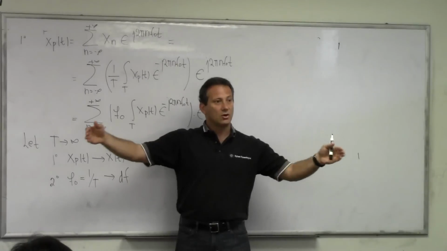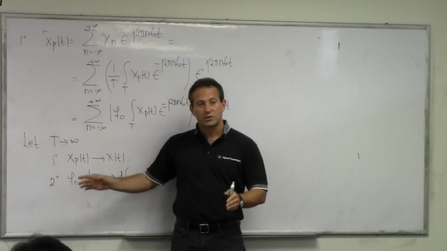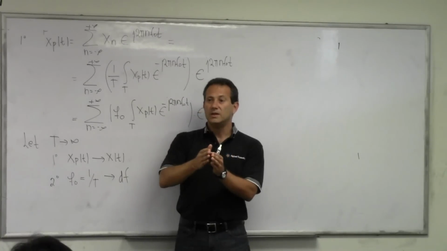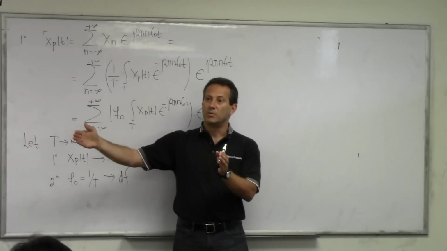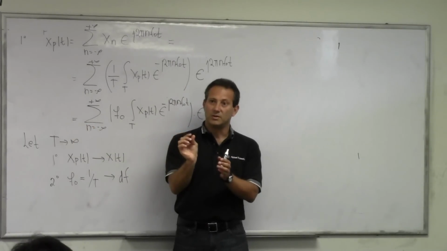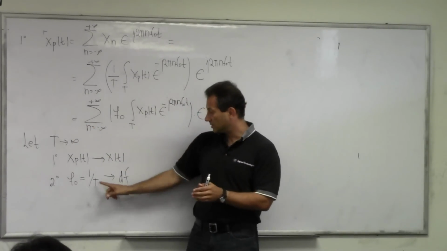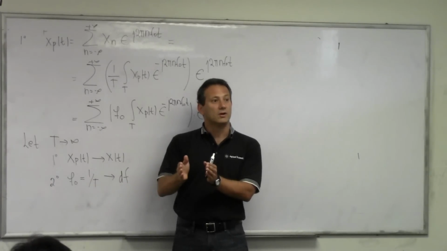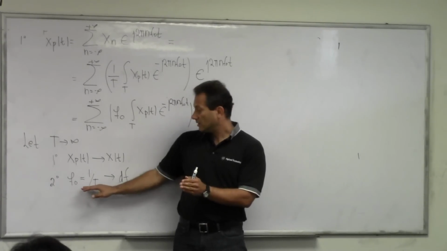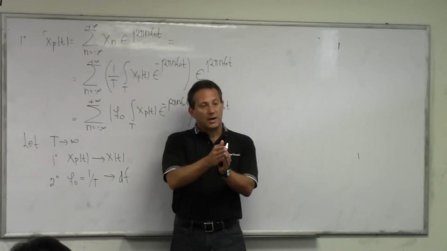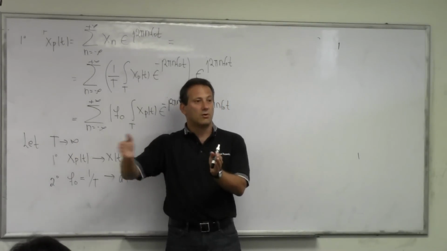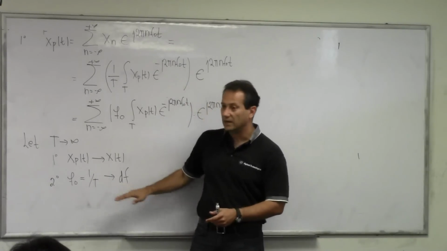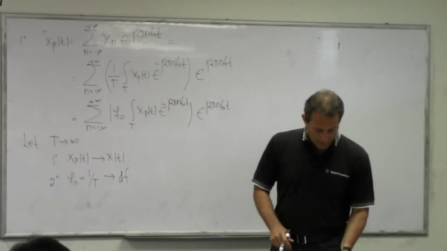Now, as T grows, the f0 shrinks. And what it means is now I'm not going to be needing discrete sinusoidal components. The separation between my sinusoidal components, which is this f0, is going to be smaller and smaller. Ultimately, in the limit, when T goes to infinity, I'm going to actually need all the sinusoids in a given range, right? So this is what this df is going to become.